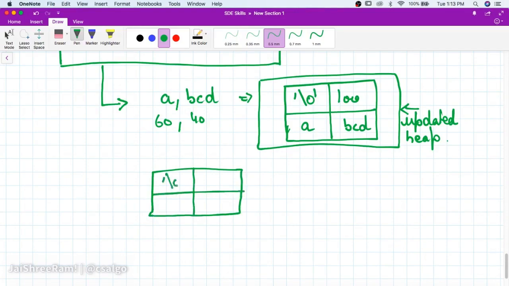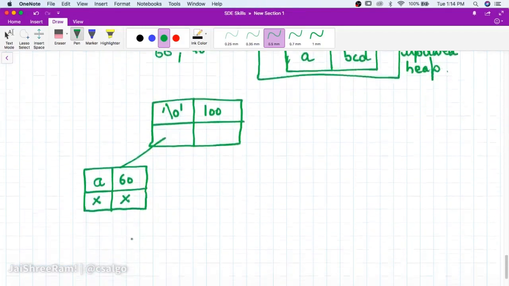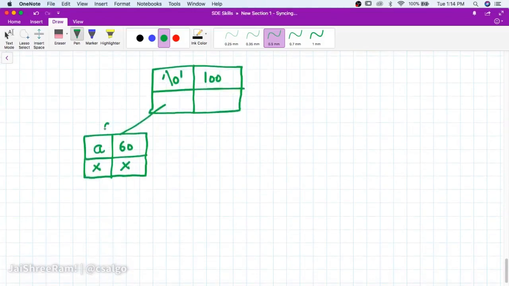We will be having a null character, its cost as 100. On its left I will be having a node A, its cost as 60. Its left is null, its right is null. So this node A's left is null. This is my A character's node. Its left is null, its right is null. This is my A node here.